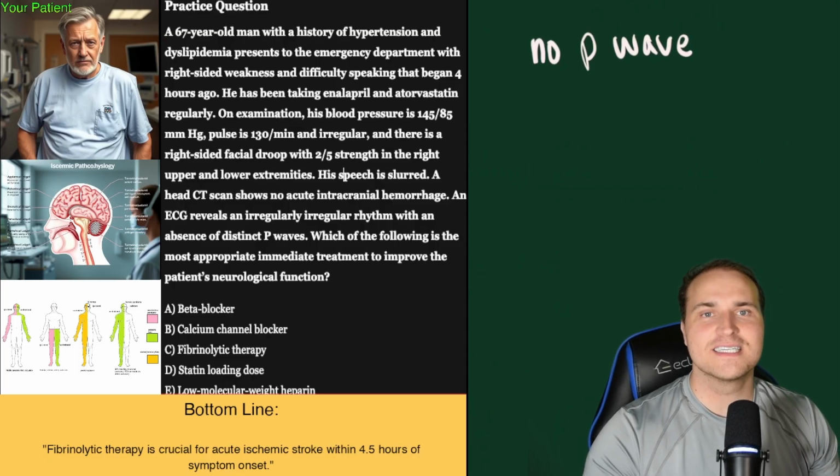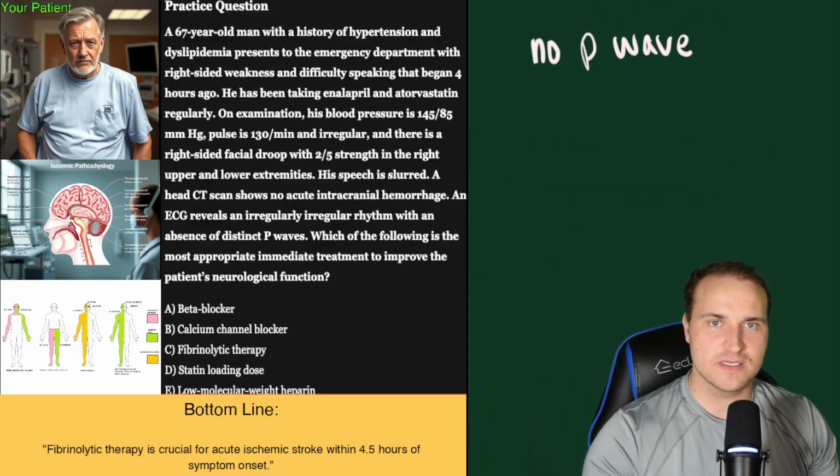All right, so here we have a 67-year-old man with a history of hypertension and dyslipidemia presenting to the emergency department with right-sided weakness and difficulty speaking that began 4 hours ago. He's been taking enalapril and atorvastatin regularly. On examination, his blood pressure is 145/85, and his pulse is 130 per minute, and it's irregular. And there's a right-sided facial droop with 2 out of 5 strength on the right upper and lower extremities.